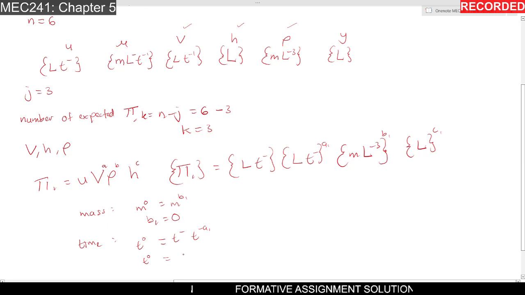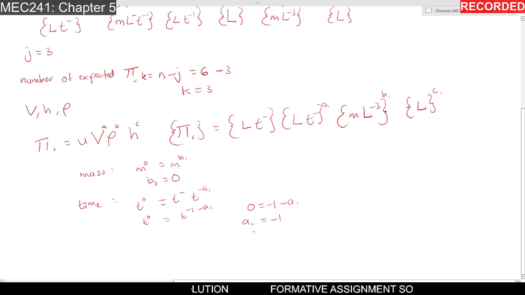So t0 equal to minus 1 minus a1. So you will get 0 equal to minus 1 minus a1, so a1 equal to minus 1. Okay. Put underline over there to make sure you do not miss that information after this.